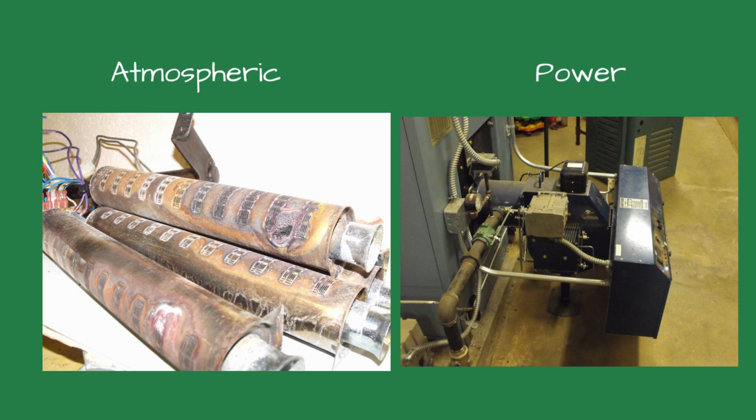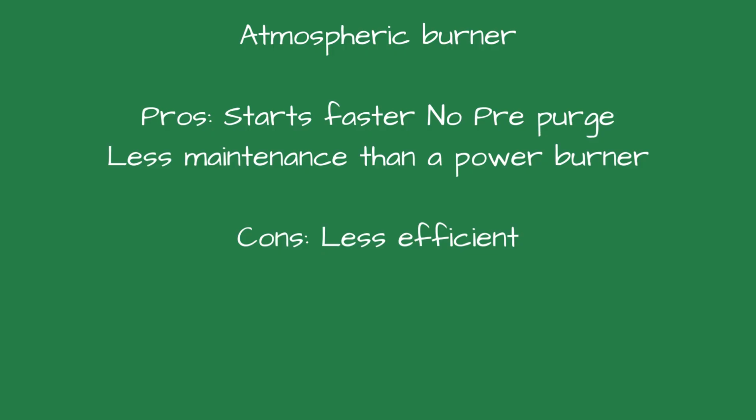Gas burners come in 2 styles, atmospheric and power. The atmospheric burner has a quicker response because it does not have the pre- and post-purge on the firing cycle like the power burners do. The drawback is that they are less efficient than a power burner. The advantage is they have lower maintenance than a power burner.